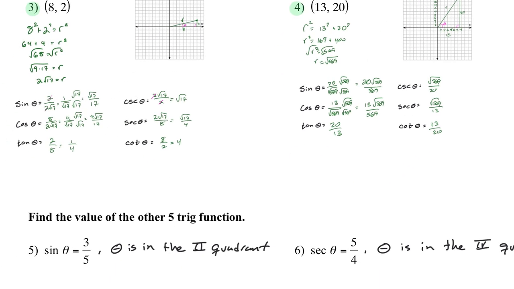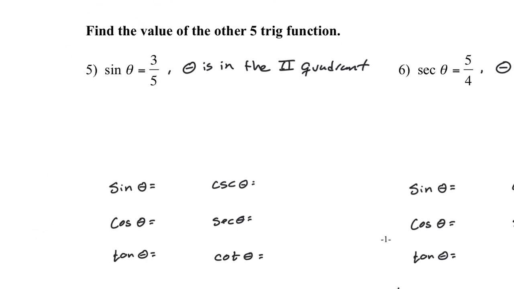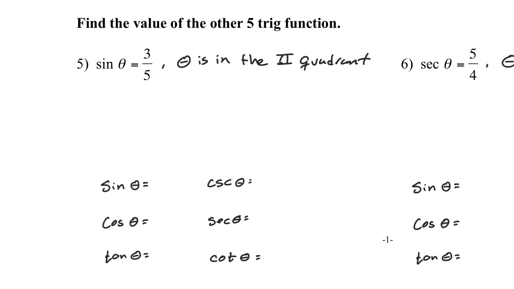So let's see now this one. So let's find the other 5 trig functions. So I'm going to start by finding that sine of theta. Again, sine of theta is y over r. So that means that in this case, y equals 3 and r equals 5. With that, I'm going to start by finding x, because that's the other part that I'm missing. So I get that x squared plus 3 squared equals 5 squared. So I get x squared plus 9 equals 25. Then minus 9 on both sides. I got that x squared equals 16 and the square root, right?